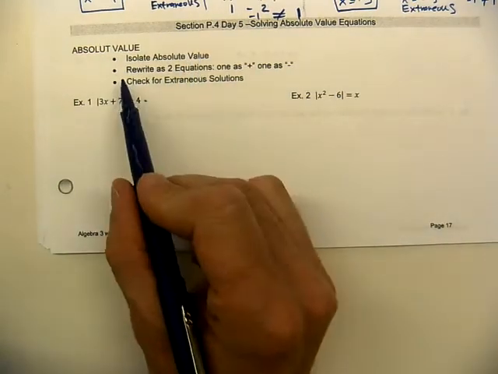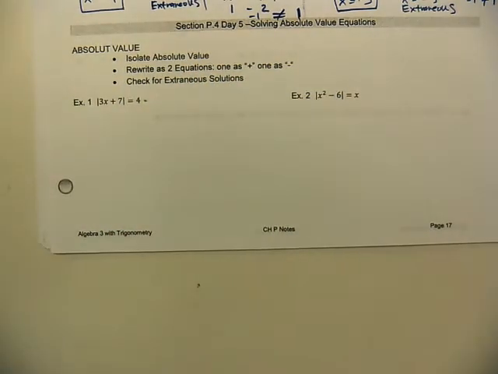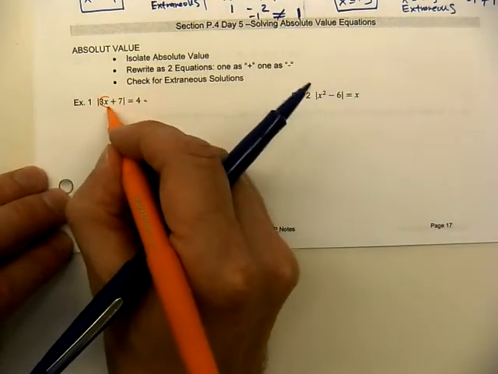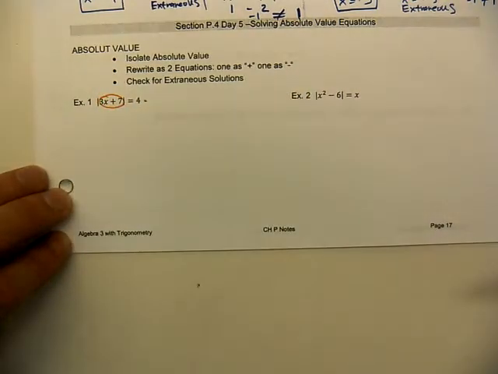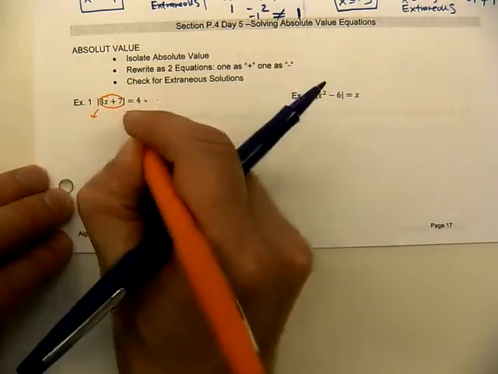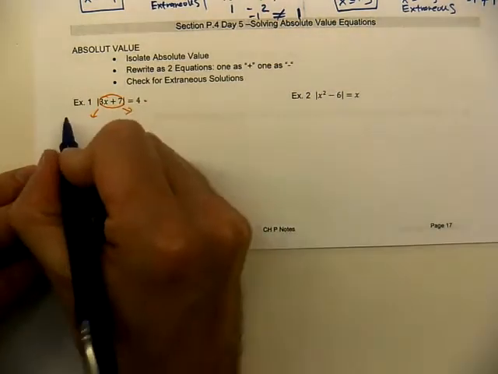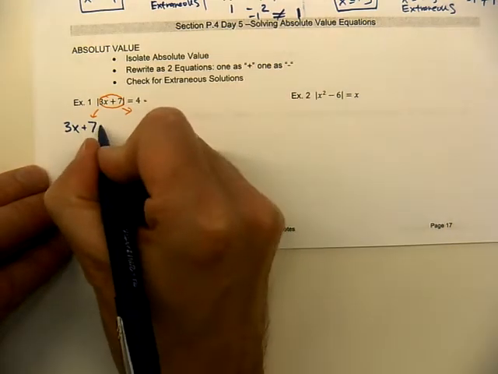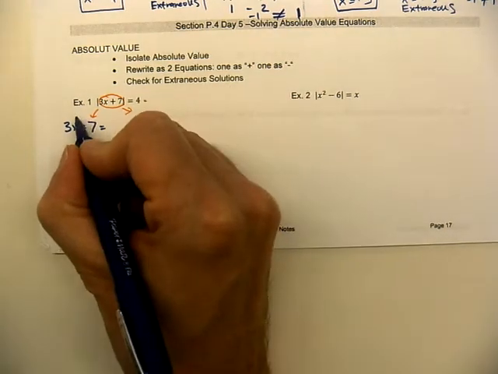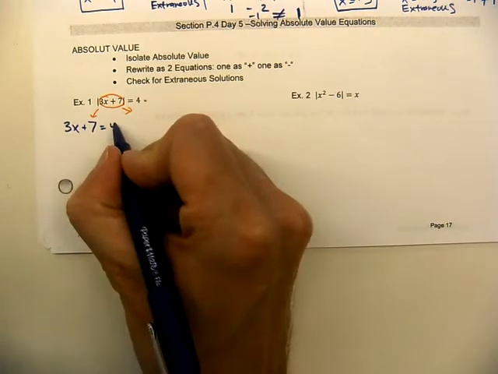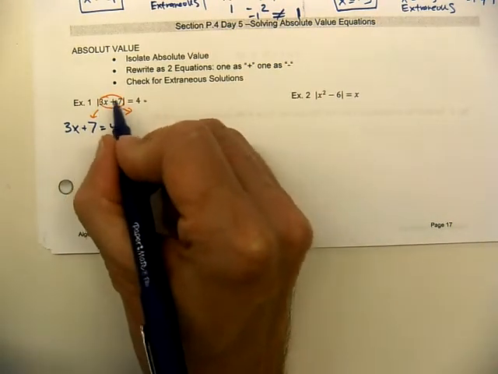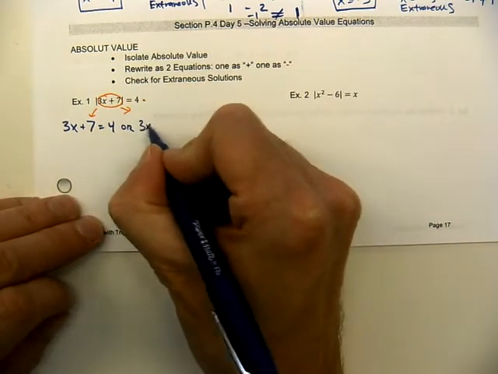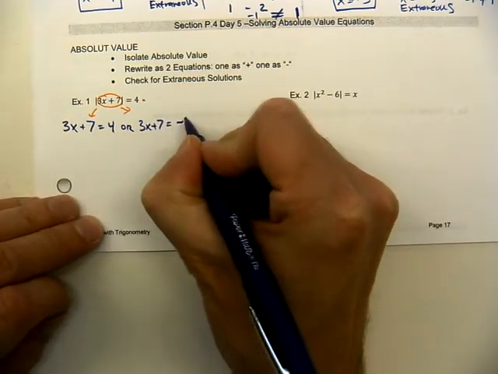Once that's taken care of, then we're going to rewrite this as two separate equations. And what we're doing is we're taking the expression 3x plus 7 out of those grouping symbols here and writing them as if there were no grouping symbols. And this is just the equation of a line. I mean, it's x to the power of 1, right? So what we're really doing here is we're saying 3x plus 7 has to equal 4, or that 3x plus 7 has to equal the opposite of 4.